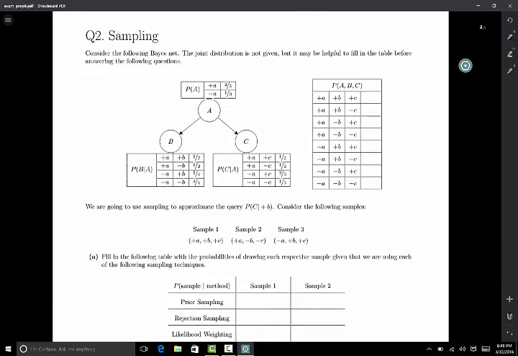In the next question, we have a simple Bayes net and probability tables. I'm going to fill in the joint distribution first, as the problem recommends. So for plus A plus B plus C, we have 2/3 times 1/2 times 1/2, then 2/3 times 1/2 times 1/2, which equals 1/6, etc. You just multiply the corresponding probabilities.